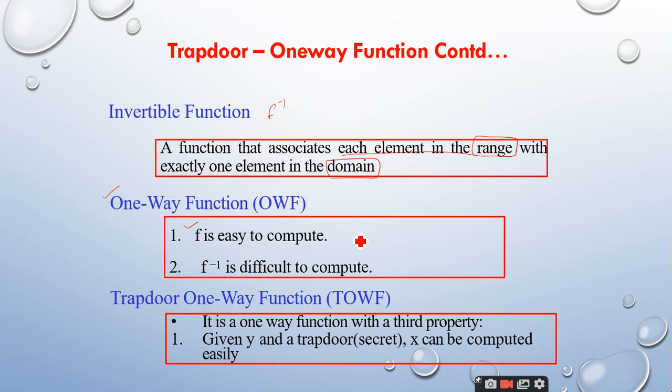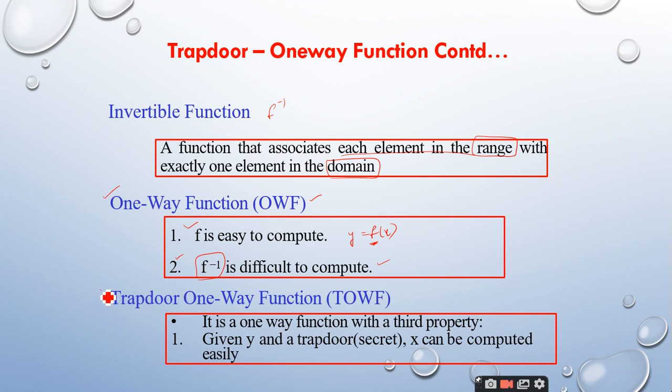f is easy to compute. So we are writing a function, y is equal to f of x. You should not write any complex things in this f. You should not have long equations in the f. It should be very simple, very easy to compute. And the second point is f inverse is difficult to compute. If these two conditions are satisfied, then we call such a function a one-way function, OWF for short. Clear? f is easy to compute, but f inverse is difficult to compute. That function we call a one-way function.